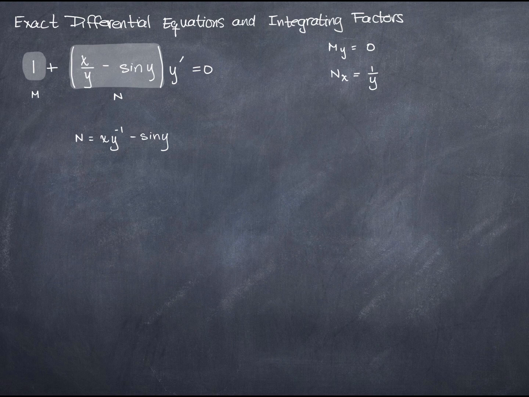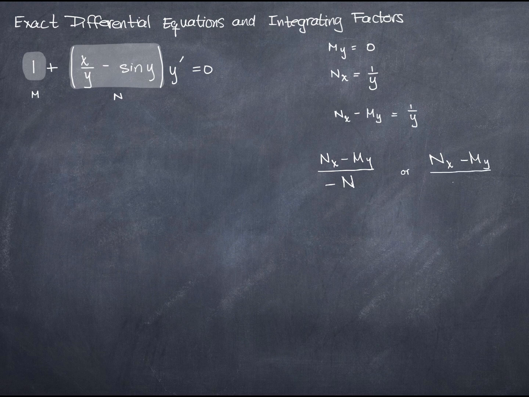Okay, now I don't need this anymore. All right, these are clearly not equal. So it's not exact, right? This is not an exact differential equation. But if I take n sub x and subtract m sub y, I'll get 1 over y minus 0, or just 1 over y. I want either n sub x minus m sub y over negative n, or n sub x minus m sub y over m.